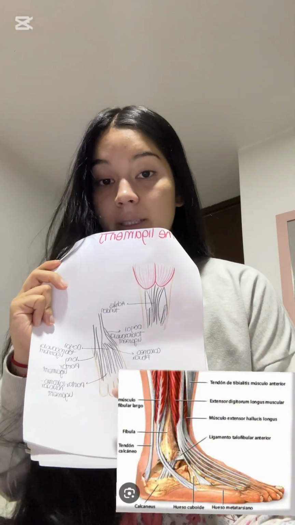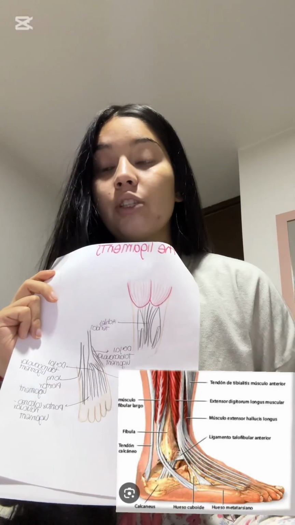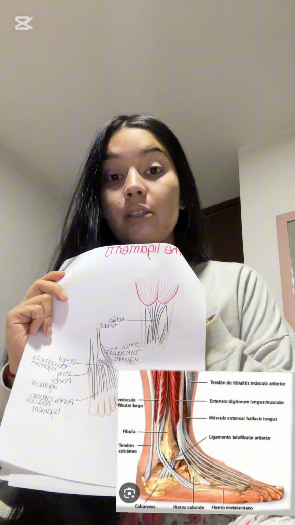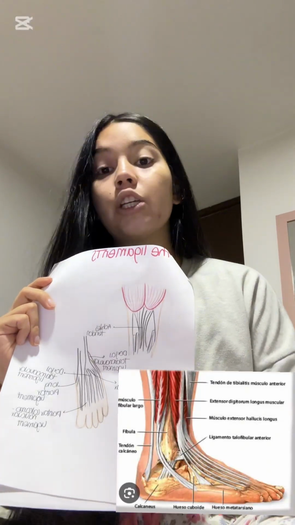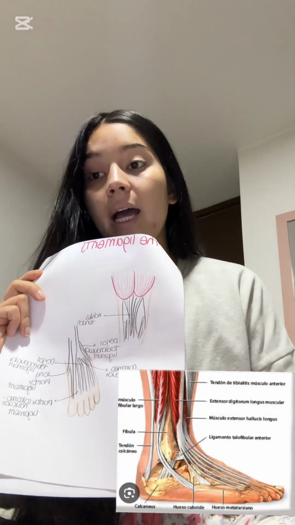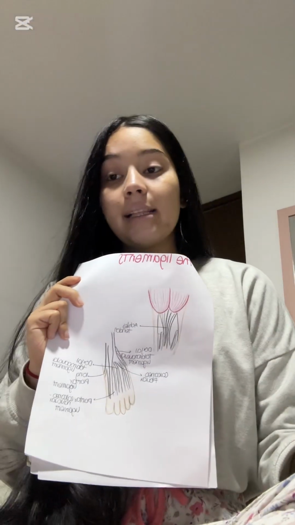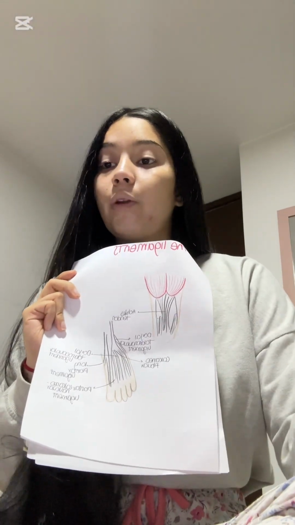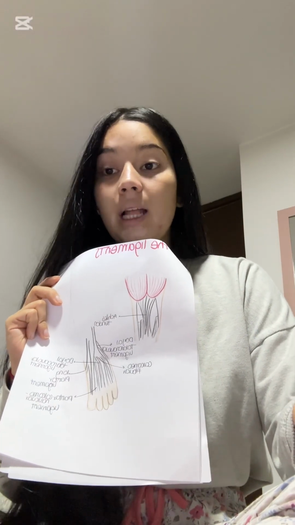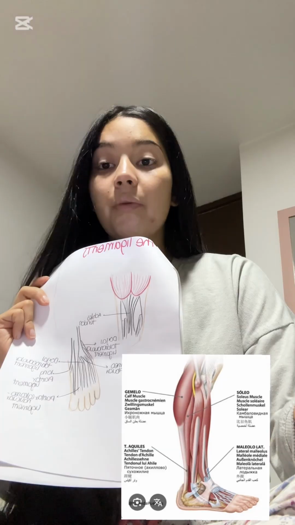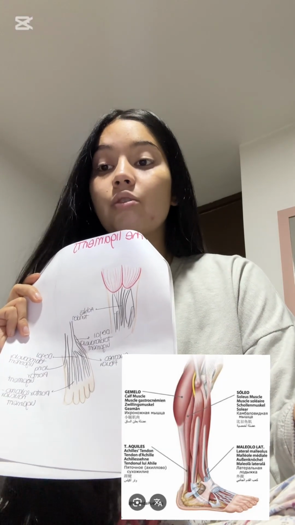Foot ligaments. In the foot, the most important stabilizing structures include the long plantar ligament, the short plantar ligament, and the plantar fascia, also known as the plantar aponeurosis. The plantar fascia supports the longitudinal arch and plays a crucial role in maintaining proper foot mechanics during walking.